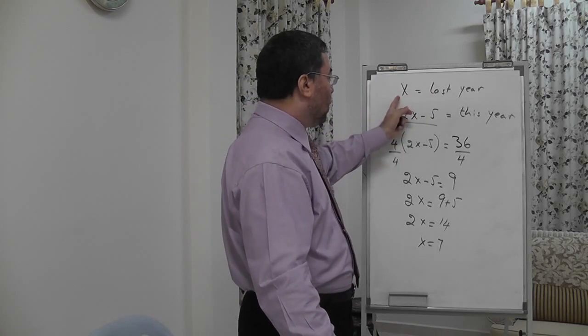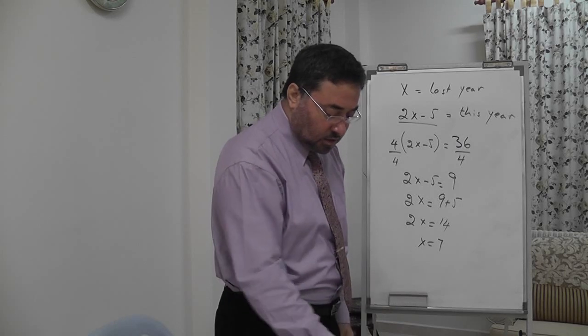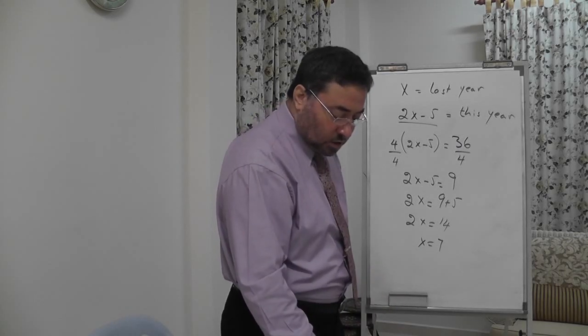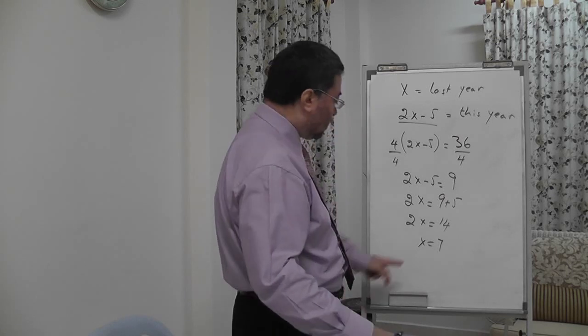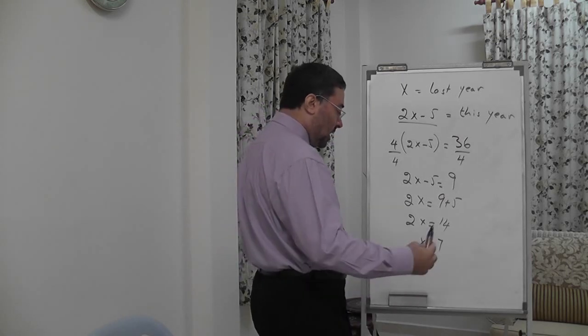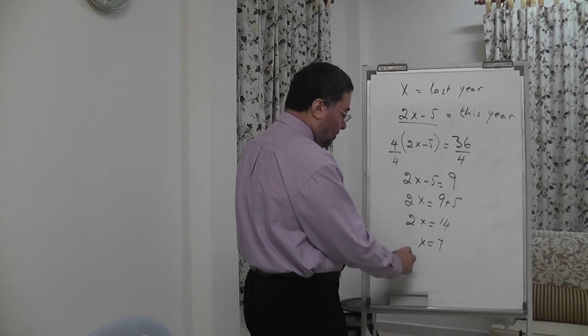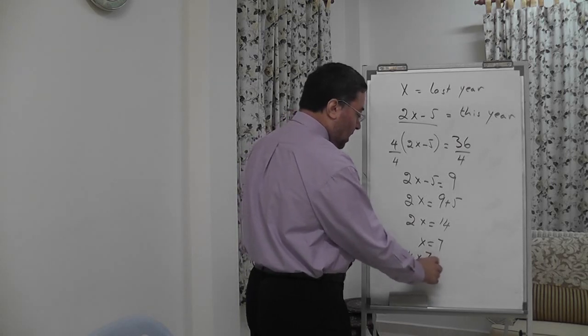By defining what x is, it's easy to see what we are doing. So now what did 4 tickets cost last year? So they want the price of 4 tickets last year. So we simply multiply 4 times 7, and that's 28.